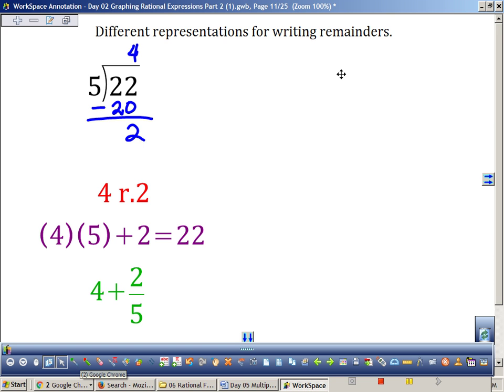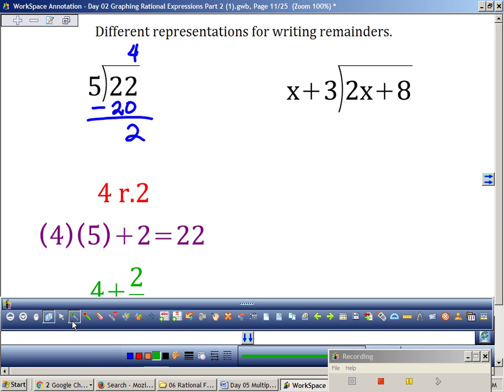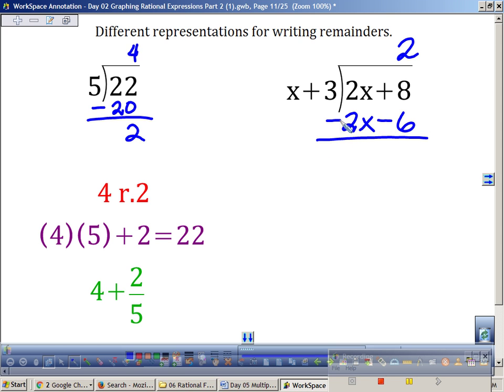Go back up here, and I'm going to divide this one. It's going to be a lot of fun. So how many x plus 3's are there in 2x plus 8? Well, I know there's 2 x's. X goes into 2x 2 times, right? So 2 times 3 is 6, and 2 times x is 2x. Draw the line, change the sign, and I'm left with a remainder of 2.